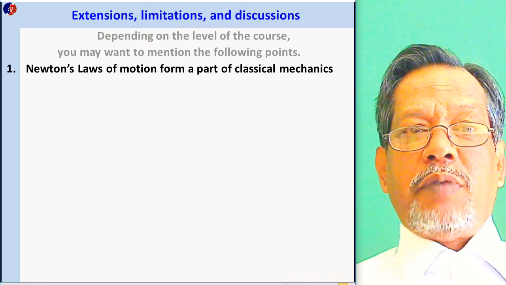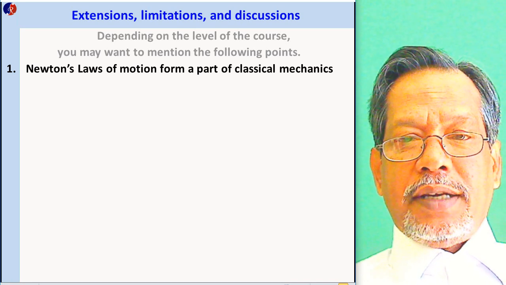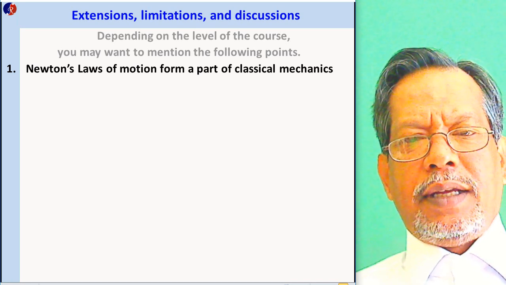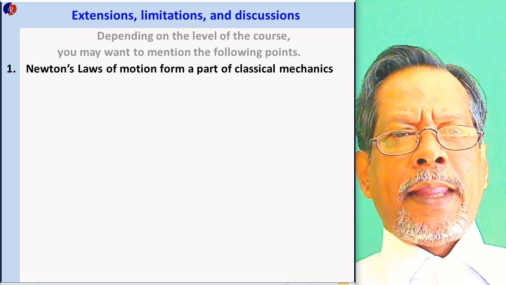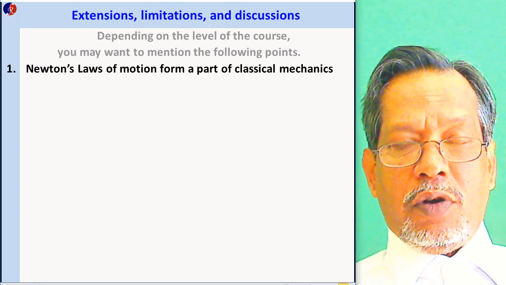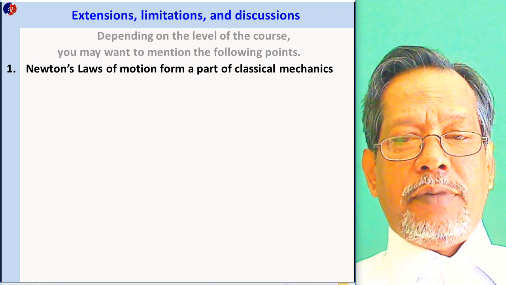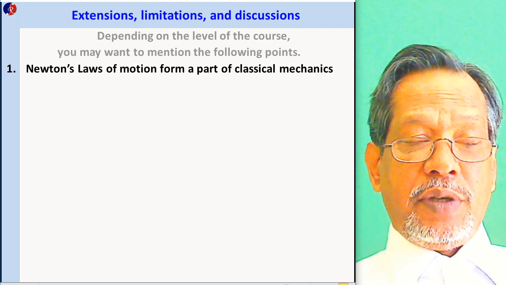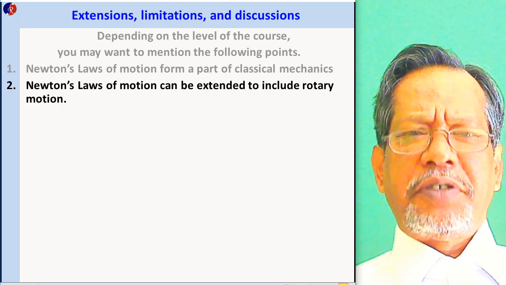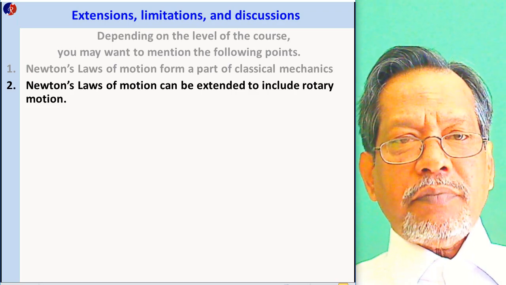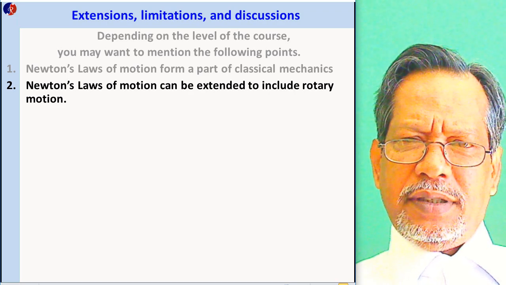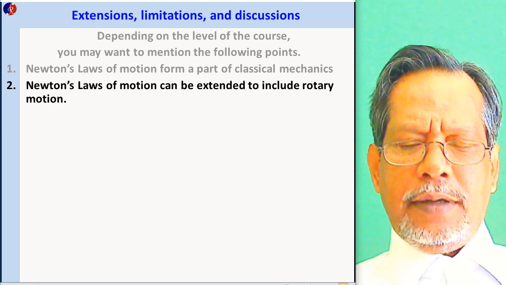Newton's laws of motion form a part of classical mechanics. Classical mechanics is the slightly old mechanics, okay? But most of it's almost true. We still use it, most of it. Newton was one of the originators of classical mechanics. It's also called Newtonian mechanics, after his name, or classical. Classical means slightly older, traditional.